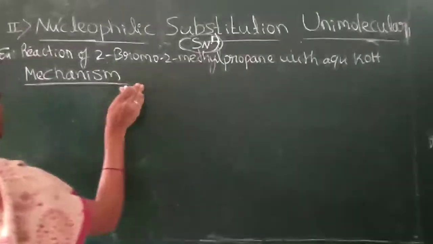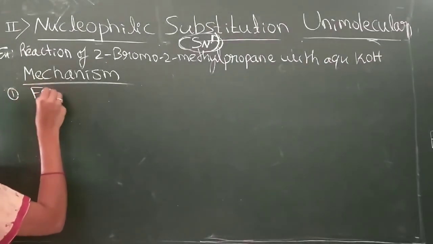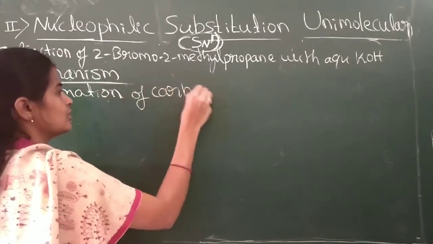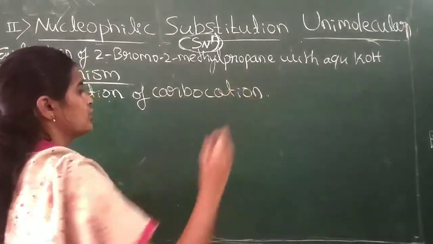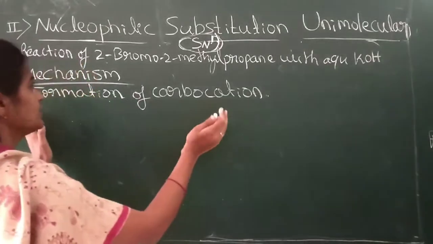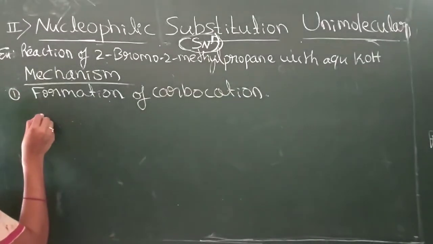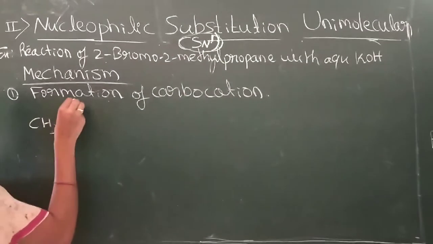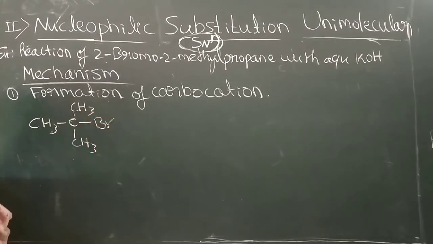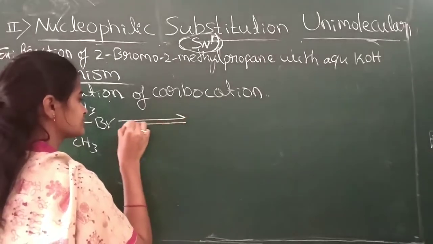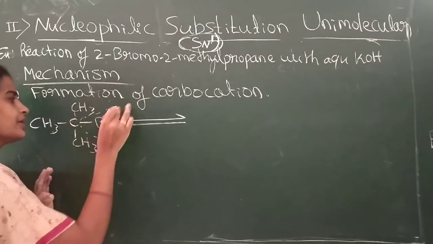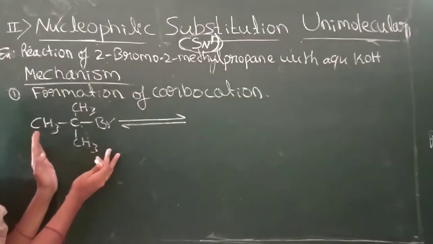Step number one: formation of carbocation. What is the meaning of carbocation? As you have studied in first PUC, a carbon atom bearing a positive charge is called a carbocation. What is the reactant we have used? (CH3)3C-Br. In the tertiary butyl bromide, breakage of the carbon-halogen bond takes place. See, only one reactant I have written here.